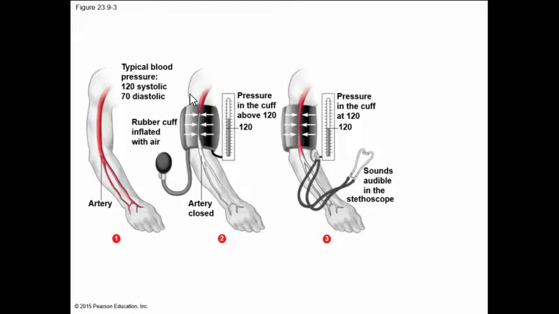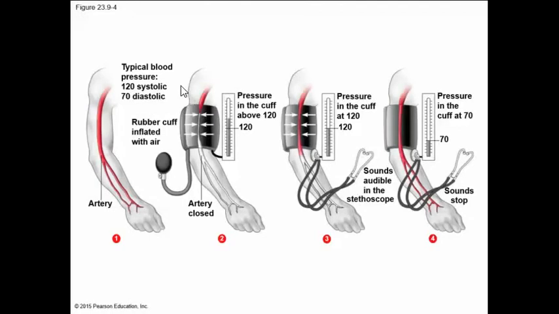When they start hearing a thump, thump, thump, the first thump, they look at the manometer, and that's your systolic pressure. Then they release the air gradually, and they keep hearing that thump, then it starts getting dimmer. At the point they hear the last thump, followed by a swoosh, they take that pressure again. That's your diastolic. Then they're done.